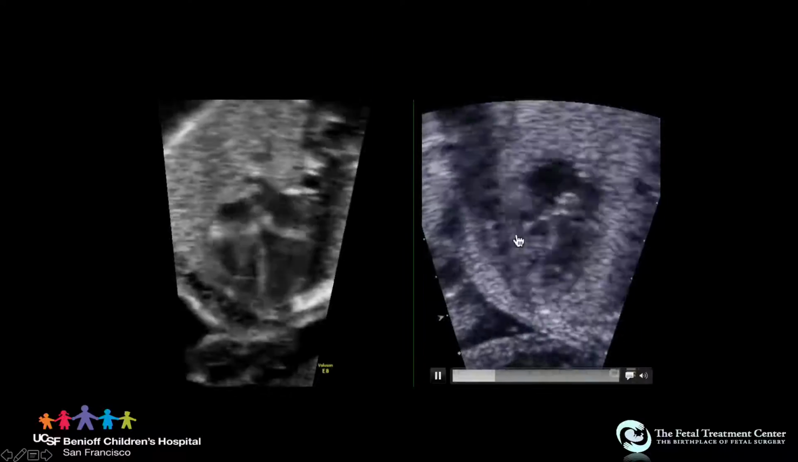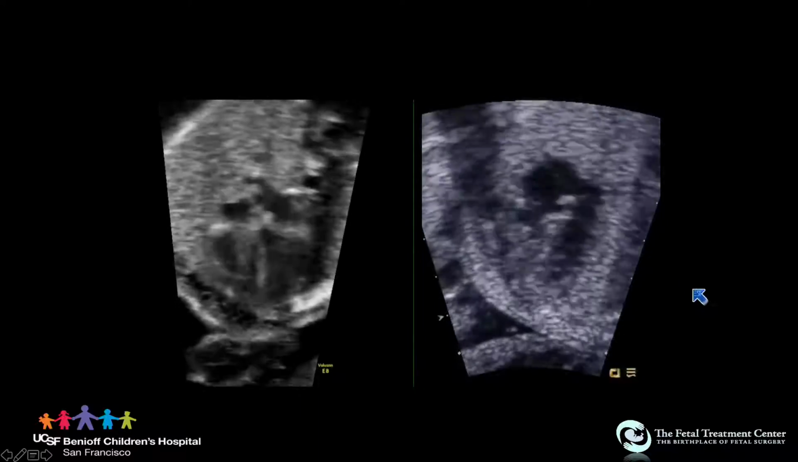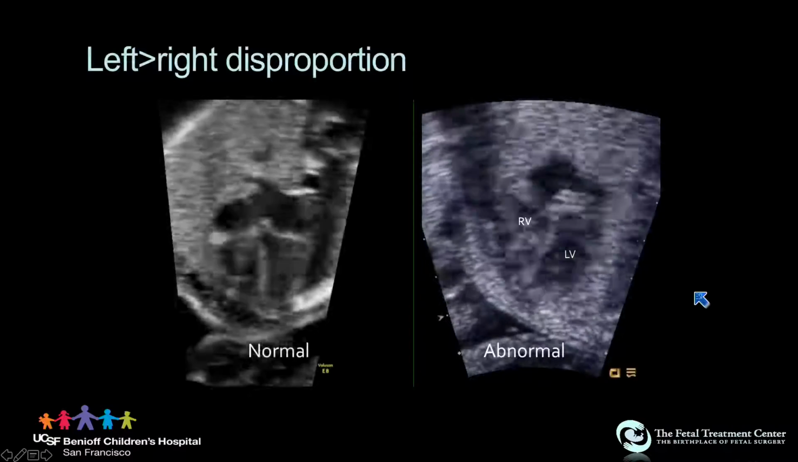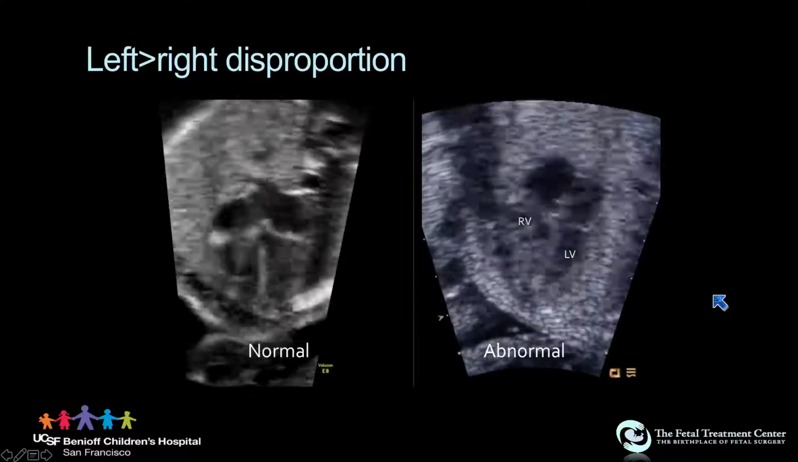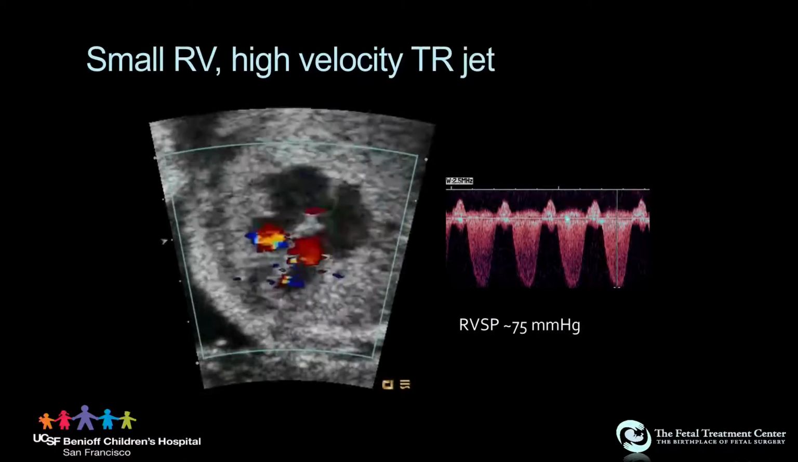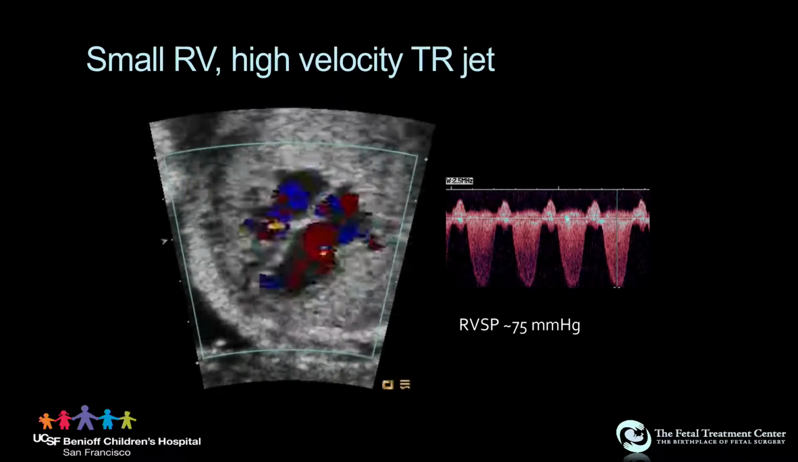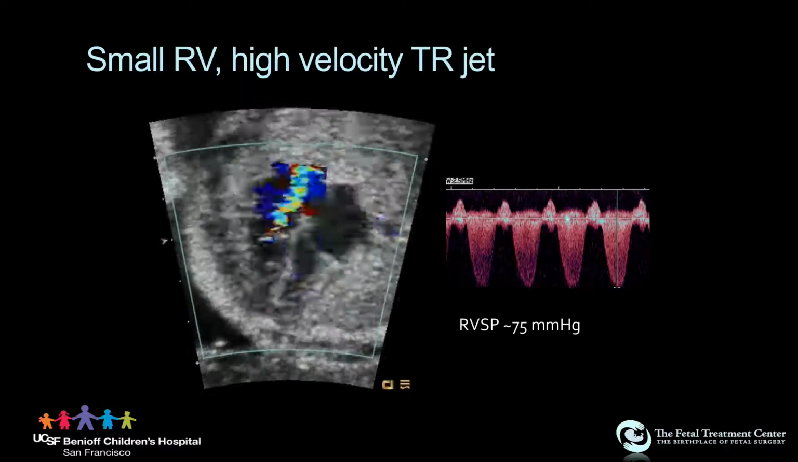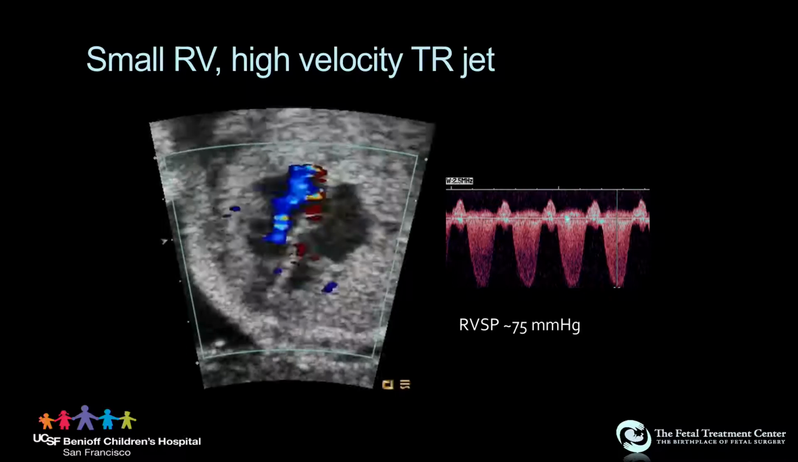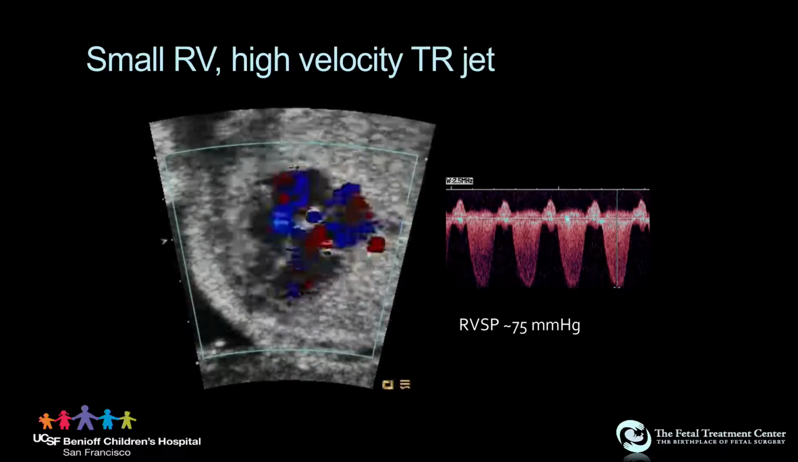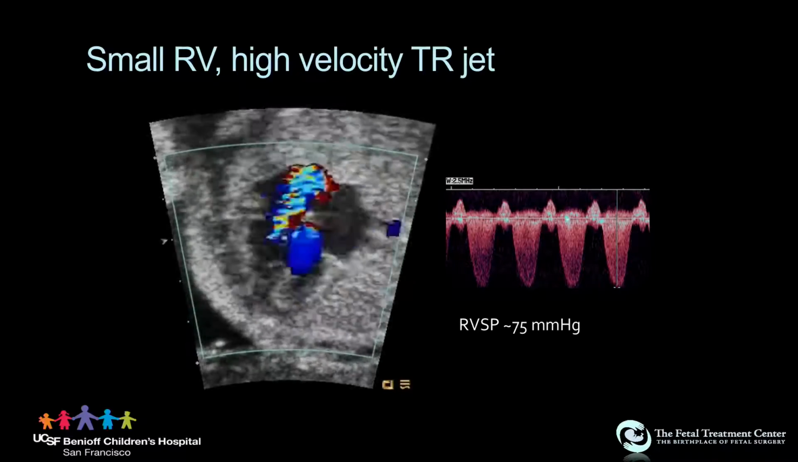So here's one with a tiny right ventricle, small tricuspid valve versus normal. And again, left-right disproportion being the clue. When we investigate further, we see that there's tricuspid regurgitation and that this right ventricular pressure is quite high at 75 millimeters of mercury. So this tells us that this is not an inlet problem, this is an outlet problem because the pressure is very high.